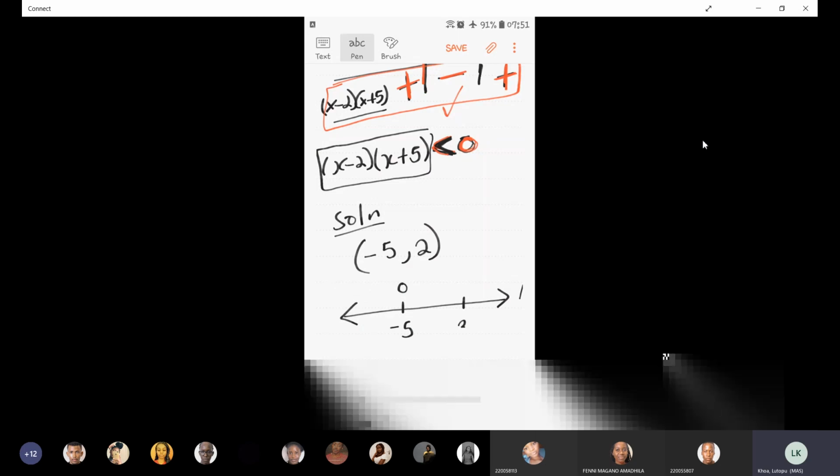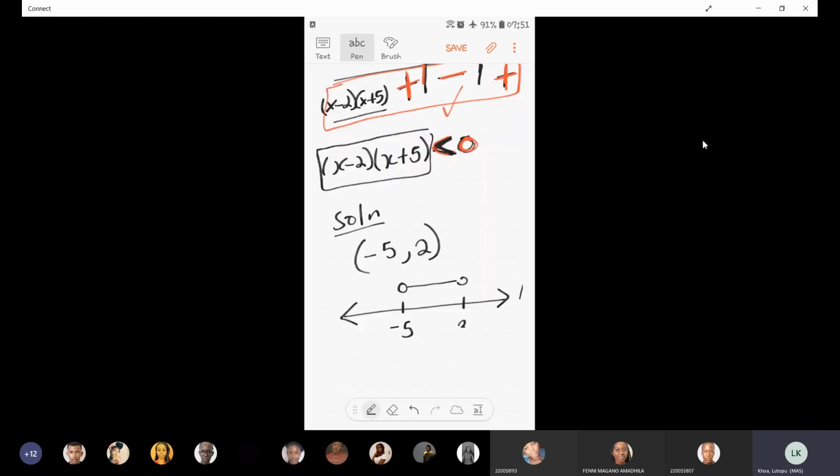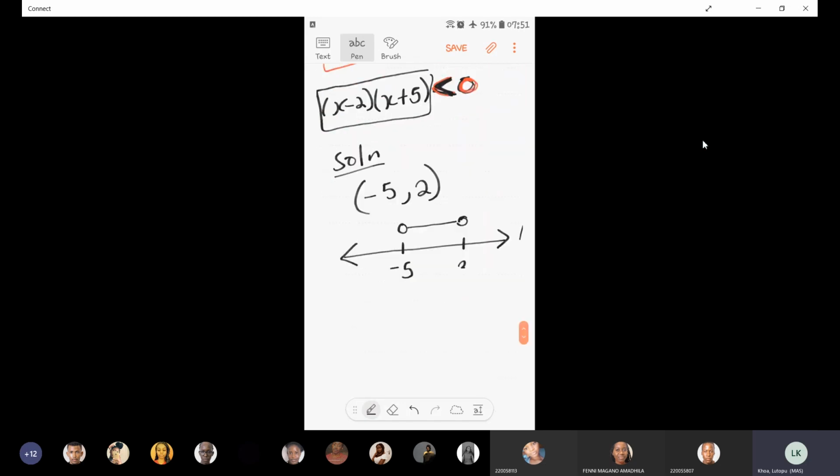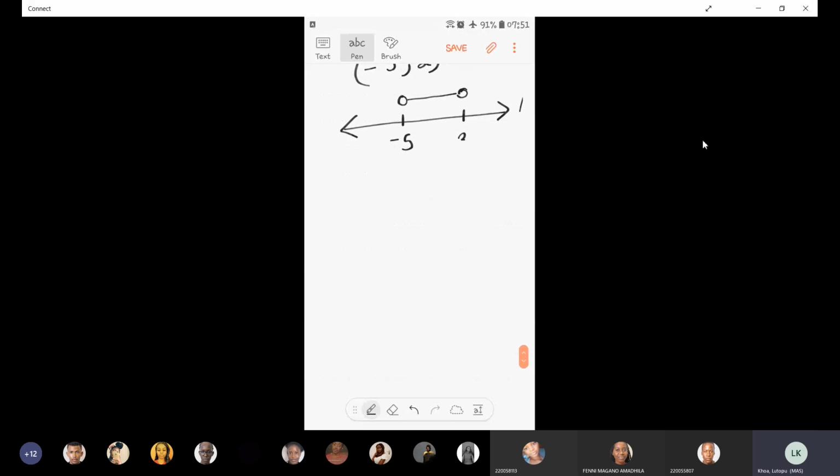And then another open circle over there means that is not included. So that is how I would represent this on a number line. So the steps to follow when answering questions involving quadratic inequalities are very simple.